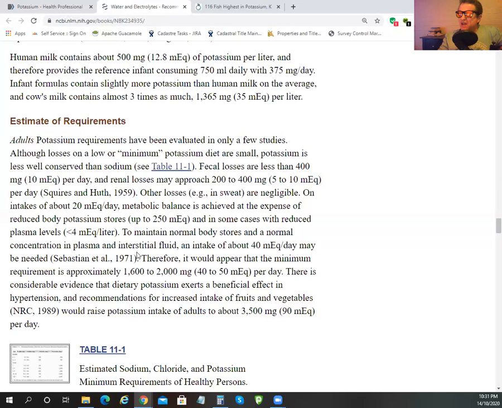So these are different values that they've actually picked. But there's never been a study where they've looked at the genetic differences between people. I think there may be, but I can't prove it. And to maintain normal body stores and a normal concentration of plasma and interstitial fluid, so that's in your cells and the tissue of your body, and plasma, you need about 400 mEq per day, and so that is 1600. Therefore, it would appear that a minimum requirement is approximately 1600 to 2000 per day.